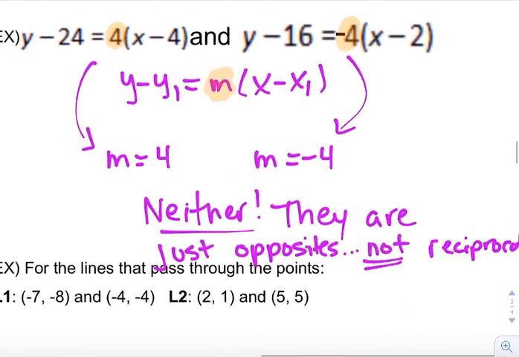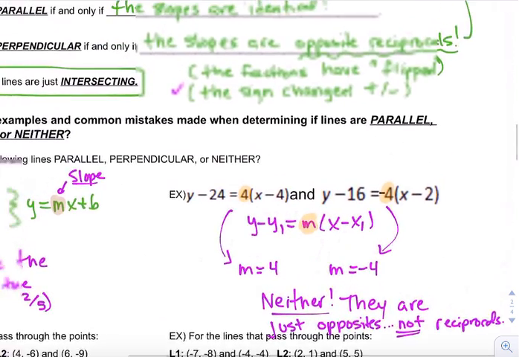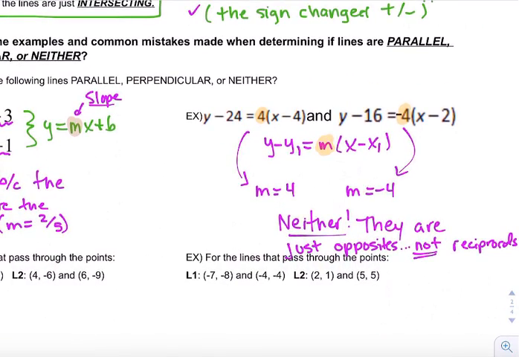Be careful on these, because it's very tempting to say, well, look, they're really close, one's the negative of the other, therefore they're perpendicular. That's not the case. They have to be complete opposites of each other, which means you have to flip the fractions and change the signs, which these do not do.